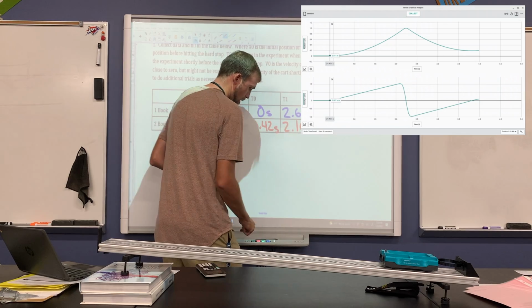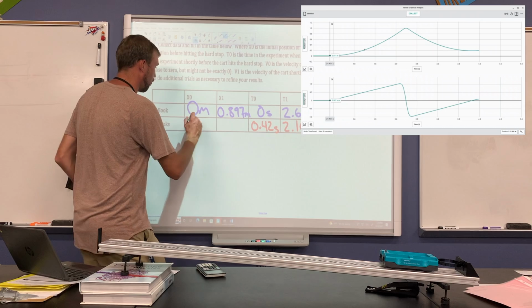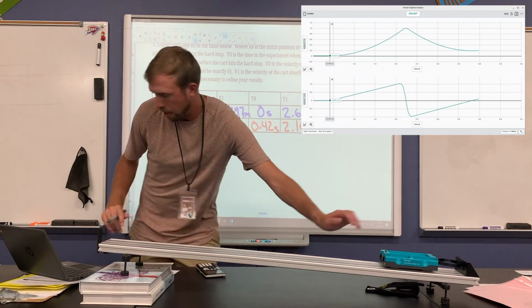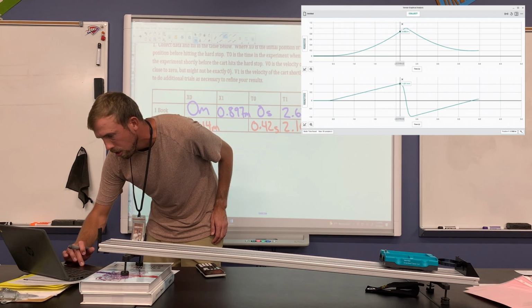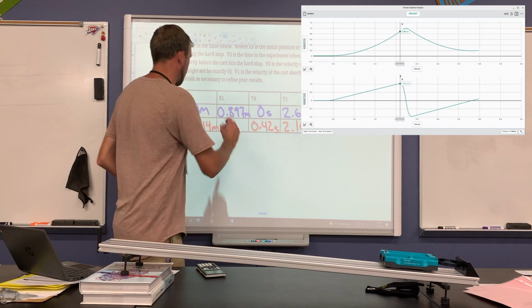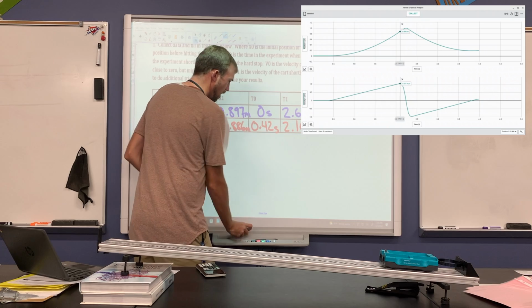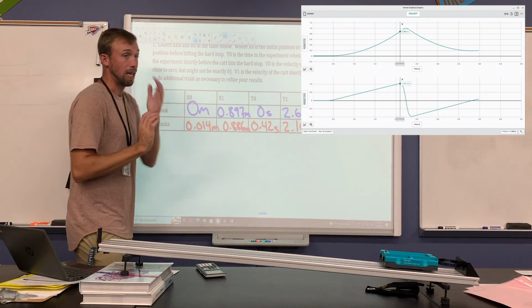0.42 seconds. And it looks like our initial position was 0.014. Again, very close to 0, which is good. And then my final position, when my velocity began to decrease, we're looking at 0.886 meters. Now, one thing I'm noticing is I was assuming my time was 0, my initial position was 0.